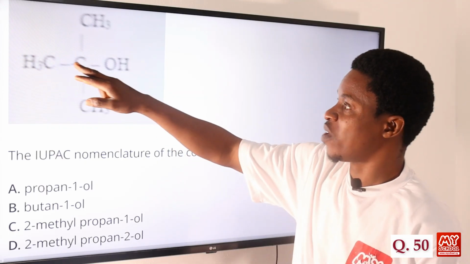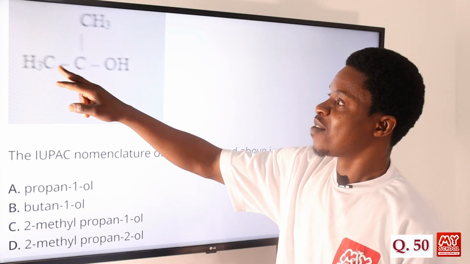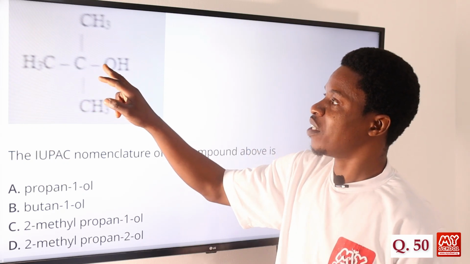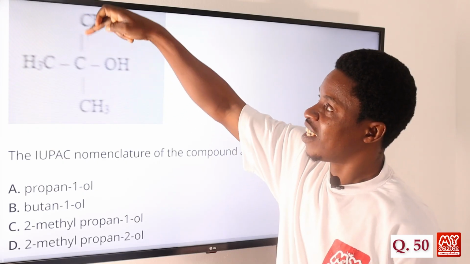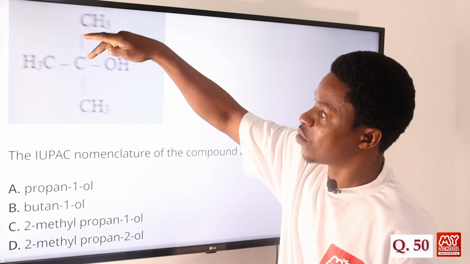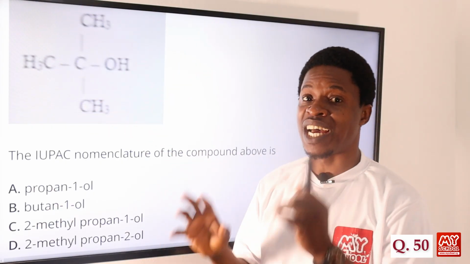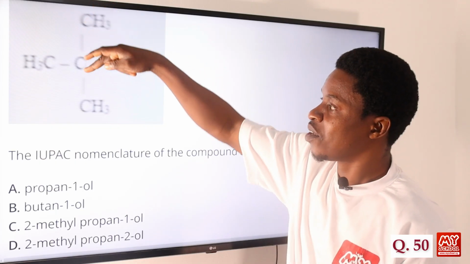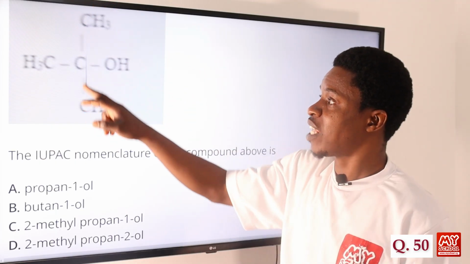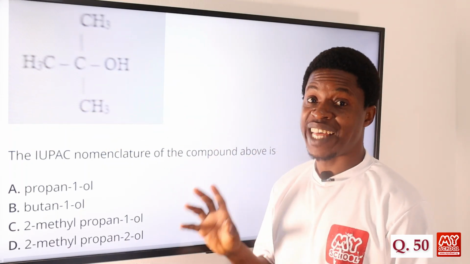If you take it this way, the longest chain we have is 1, 2, and then OH. That's not the longest we have. We can take it this way, 1, 2, 3. This longest chain, you can take it this way, 1, 2, 3. You can take it this way, 1, 2, 3. So the longest chain is actually 3. So let's take it this way, carbon 1, carbon 2, carbon 3. What parent name is that for the alkane? That is propane.